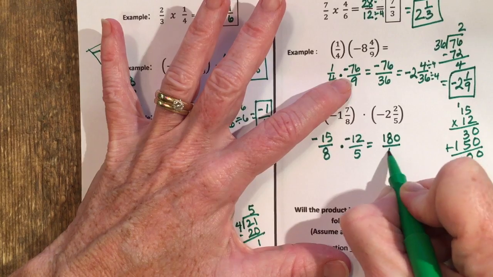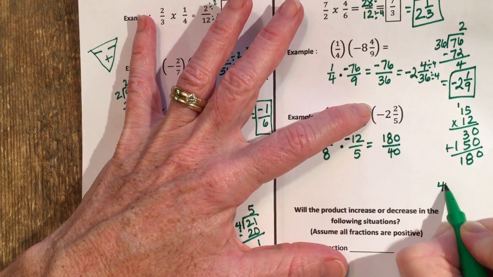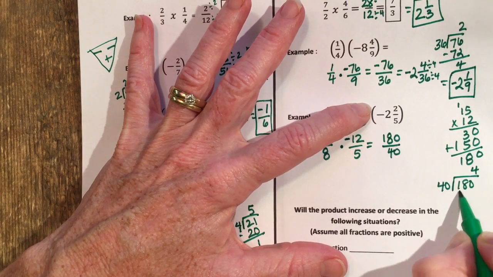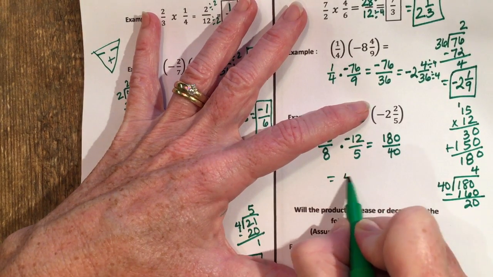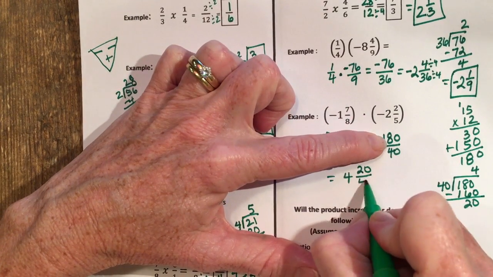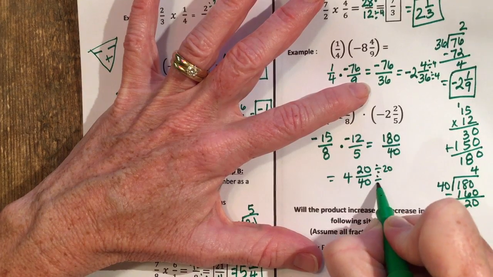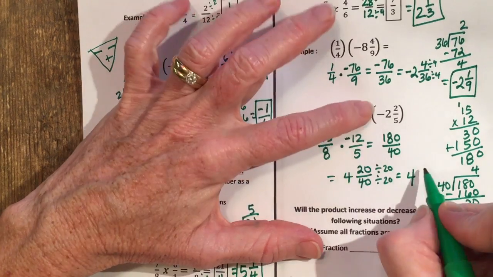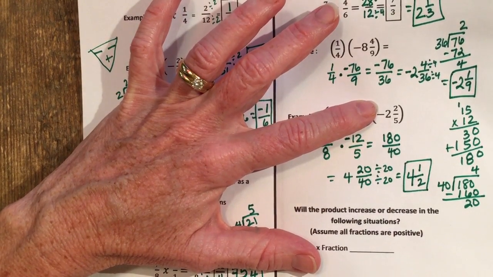8 times 5 is 40. I need to make this into a mixed number, so I'm dividing 40 into 180. It will go 4 times. 4 times 40 is 160. Subtract and get 20. So now my whole number is 4. 20 is my numerator. My denominator is still 40. This again can be simplified by 20. Divide by 20. So what I end up with is 4, and then 20 divided by 20 is 1, 40 divided by 20 is 2, 4 1/2.